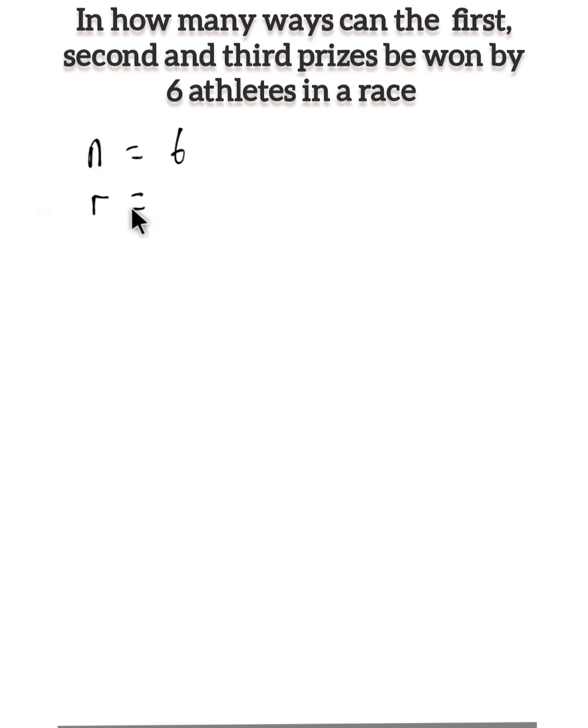Now out of the 6, how many of them are we going to give prizes to? We're giving prizes to the first, second, and third positions. And in how many ways can we do this? So it's quite easy. We just go straight to the formula, which is nPr is equal to n factorial all over n minus r factorial.